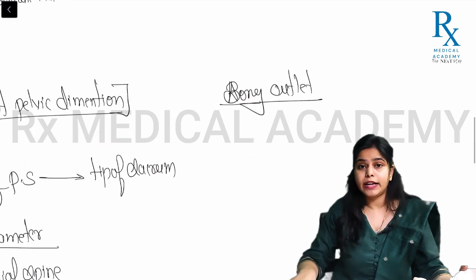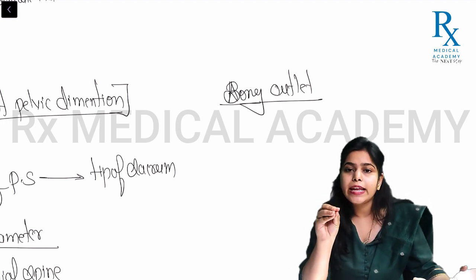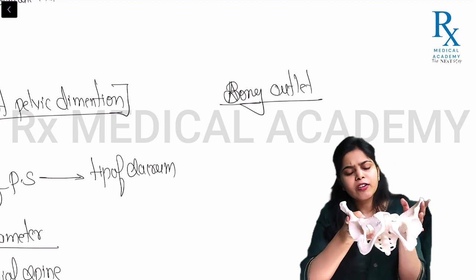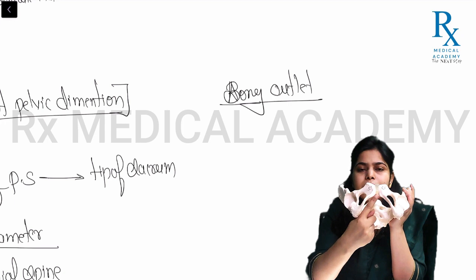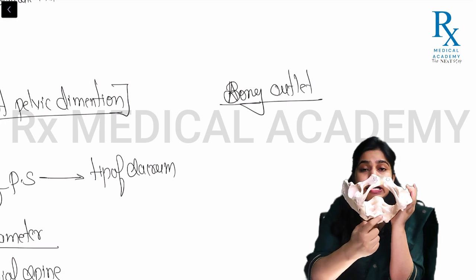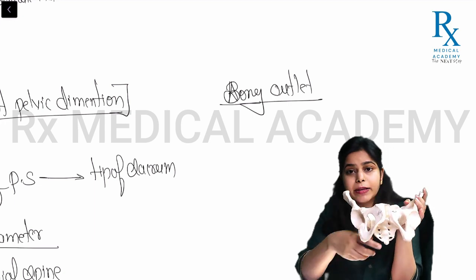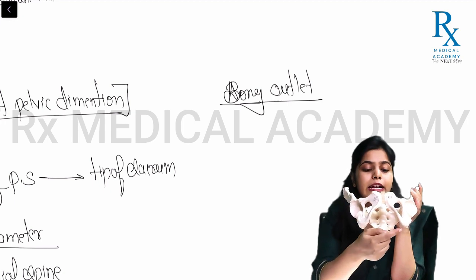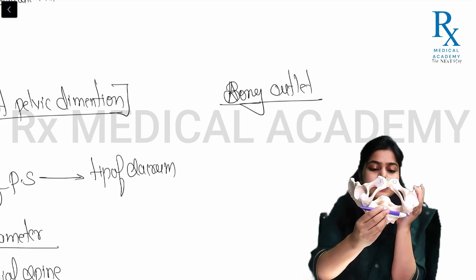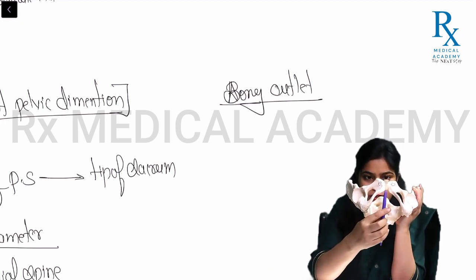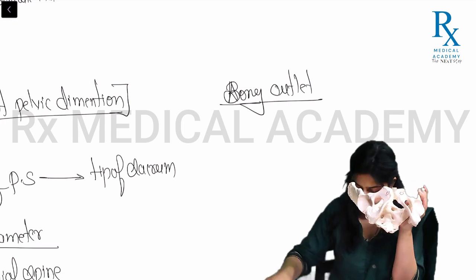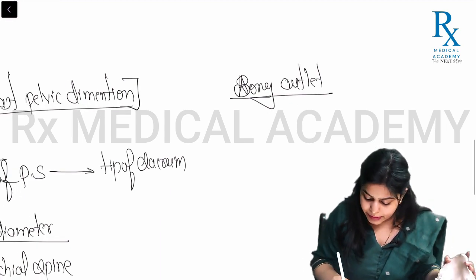Let's talk about bony outlet. As the name indicates, it is mainly formed by prominent bones and it is the part of our outlet. So it is mainly formed by inferior border of the pubic symphysis to tip of the coccyx. यहाँ पे sacrum नहीं आता है. Tip of the coccyx and ischial tuberosity. So transverse dimension will be intertuberous diameter and anterior posterior formed between inferior surface of the pubic symphysis to the tip of the coccyx.